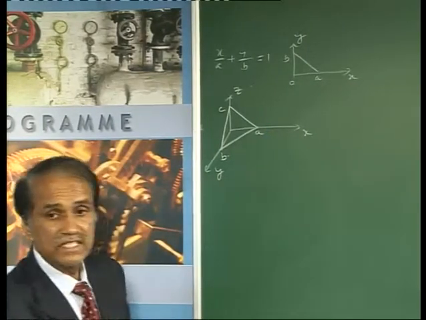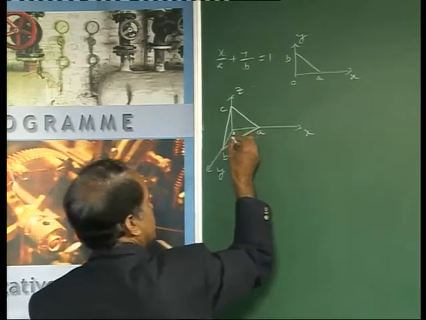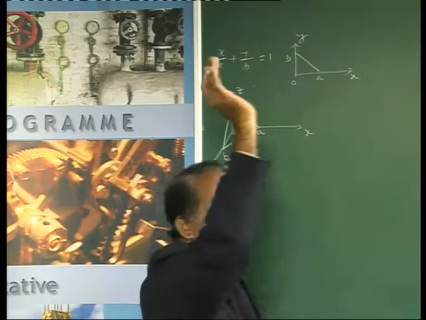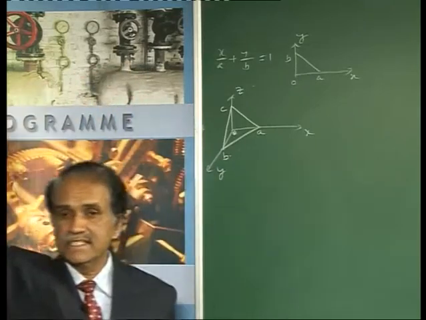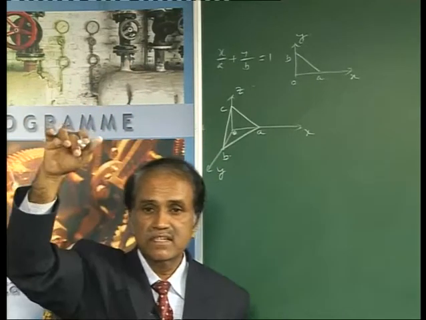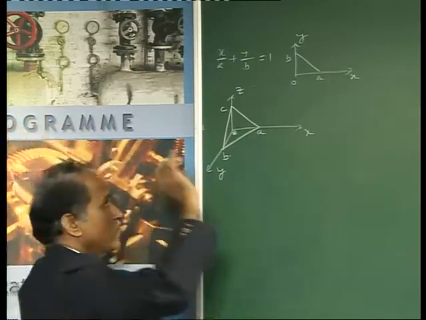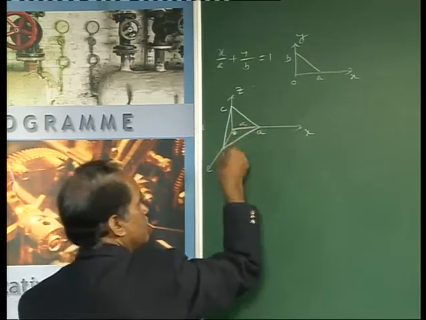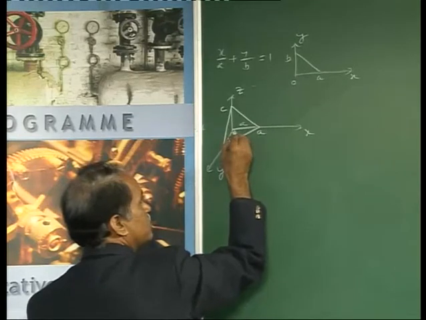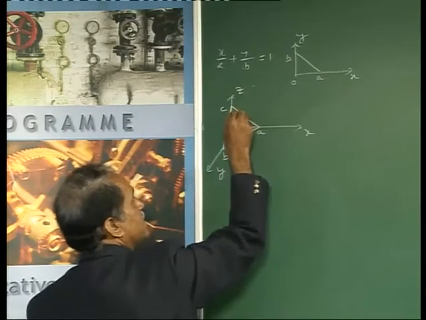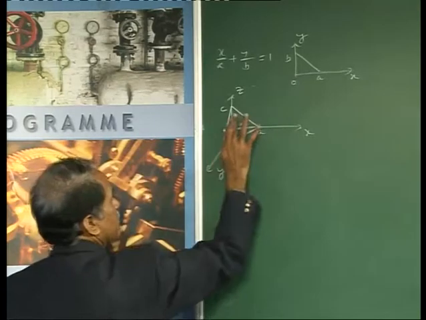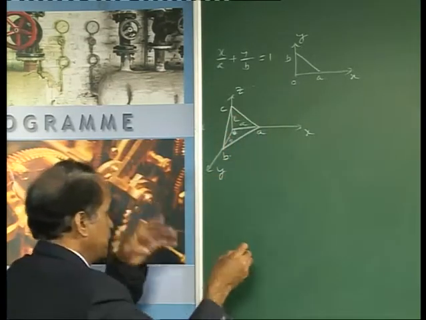Like so, this cuts all the three coordinate axes. Then at what distance? Among the ceiling, this wall and this wall, one has the x axis, next is the y axis, and another one is the z axis. On the x axis, if it is a units distance from the origin, on the y axis it is b units from the origin, and on the z axis it is c units, the length on the z axis.